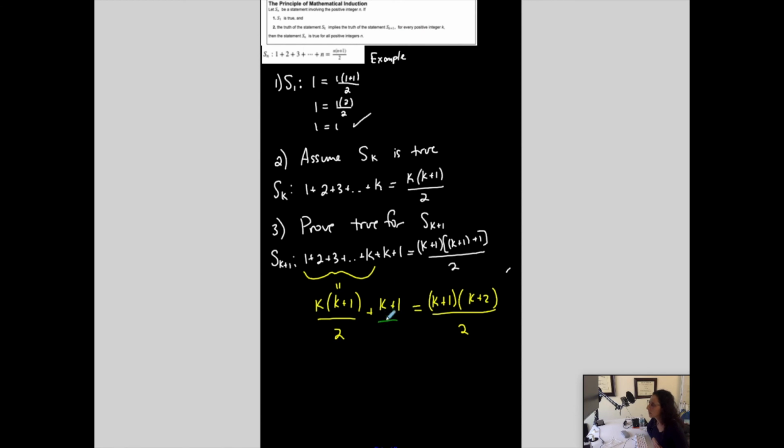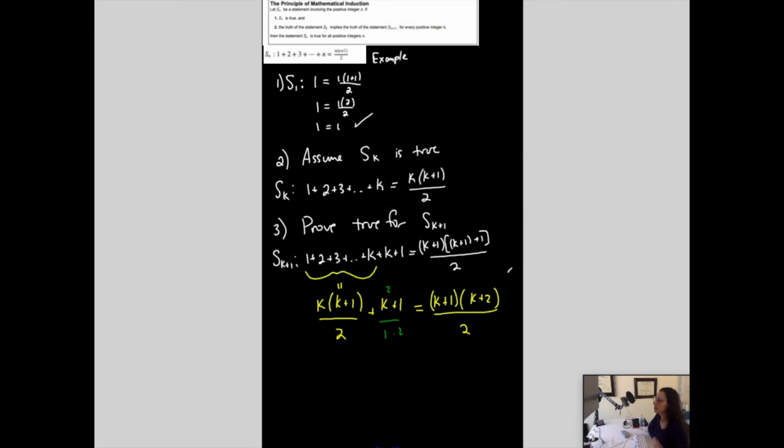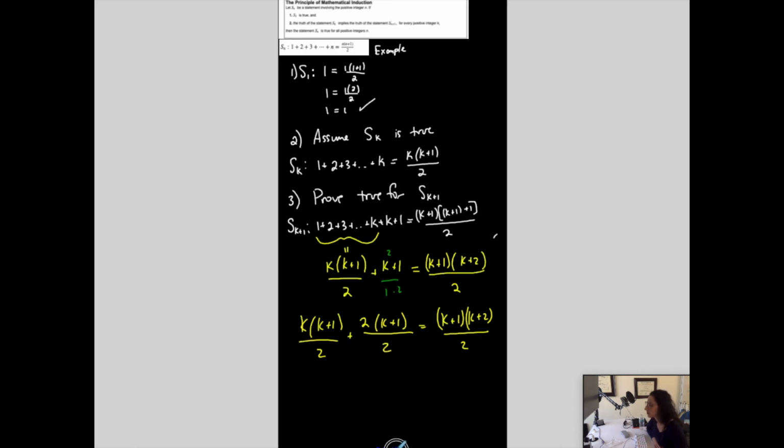So this one needs, this is a 1. So it needs a 2 on the top and a 2 on the bottom. So let me rewrite that. So now I have this k times the quantity k plus 1 over 2 plus twice this. 2 times the quantity k plus 1, I'll leave it like this for now, all over 2. And this is supposedly equal to this thing here, k plus 1 times k plus 2. I don't know if you see it already, but it's there, over 2.